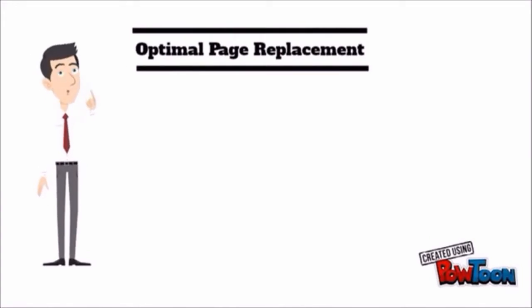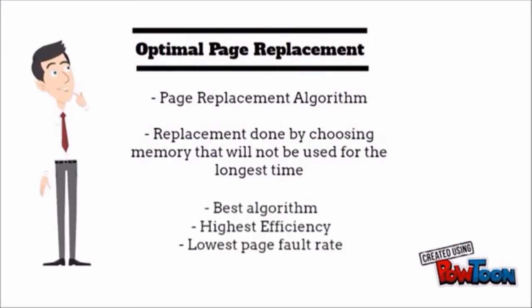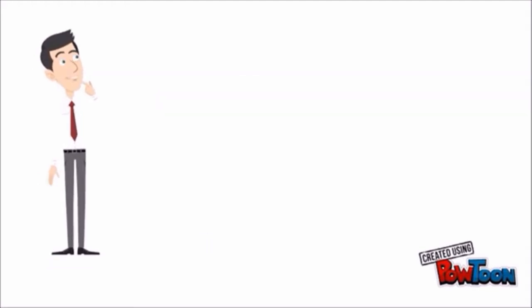OPT, optimal page replacement, is an algorithm that replaces the page that will not be used for the longest period of time. OPT is normally the best page replacement algorithm, with the highest efficiency and lowest page fault rate. And this is how OPT works.